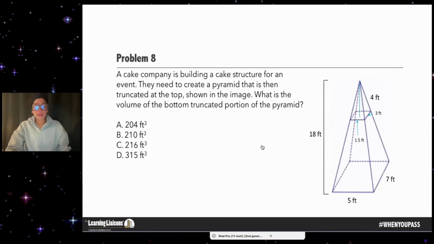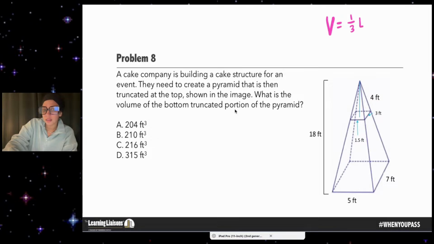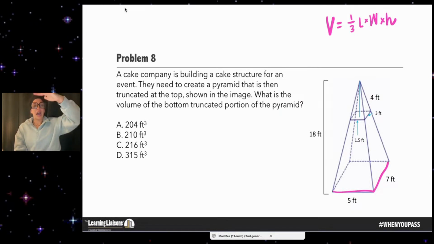In this case, again, I'm going to try to figure out my plan of action before I begin to solve. I know I'm dealing with pyramids, which means my volume formula is 1/3 length times width times height. Length and width are your base, and height is the height of your actual pyramid, which is what drops from the top down.